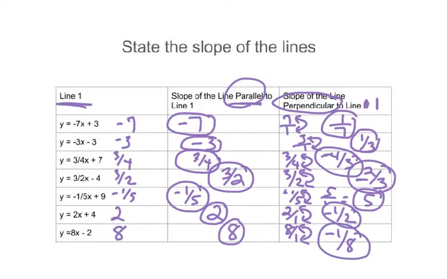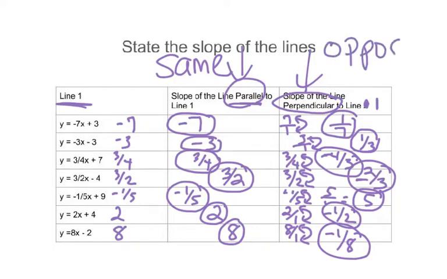You'll also have a chart where you will state the slope and you will write down the parallel slope, which should be exactly the same, and the perpendicular slope, which should be opposite reciprocals. Parallel is same, perpendicular is opposite reciprocal, which is flip the fraction over and then change its sign.